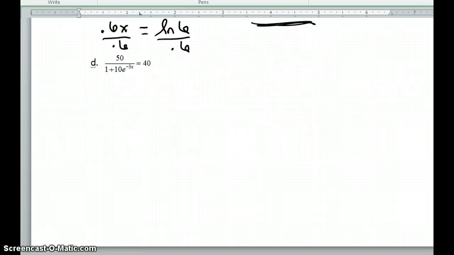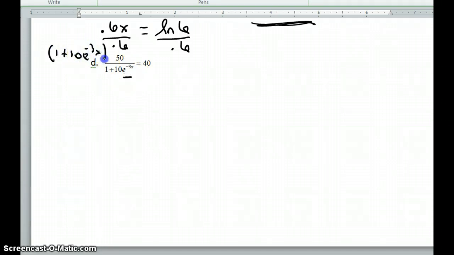All right. So problem D. This one looks really complicated. However, it's very similar to the other ones, just a lot more steps. I need to get to this e to the negative 3x all by itself. Whenever the variable is in the denominator, you want to multiply both sides by the entire denominator so it'll cancel. So I'm multiplying both sides by 1 plus 10 e to the negative 3x.